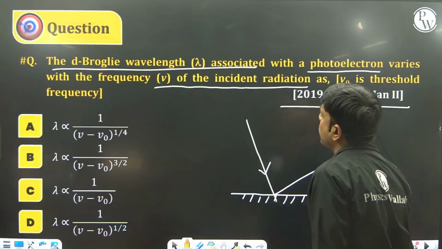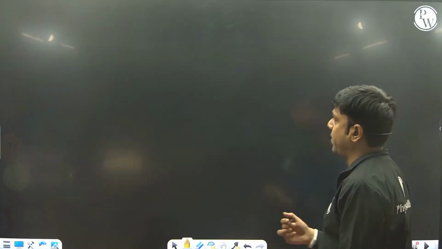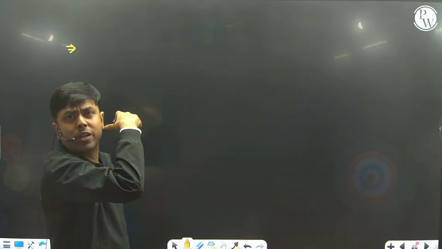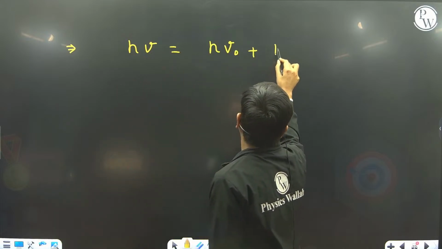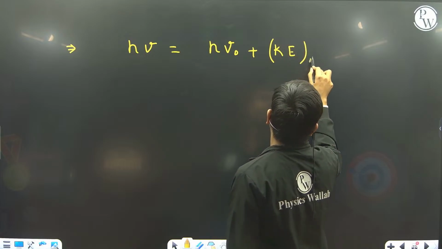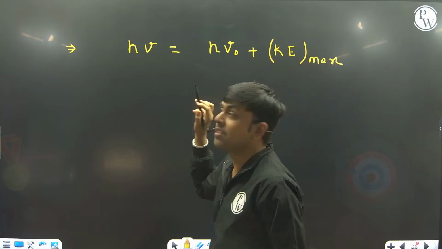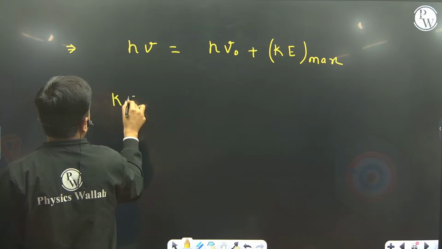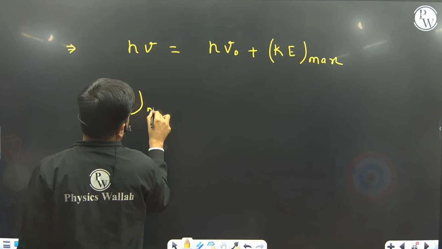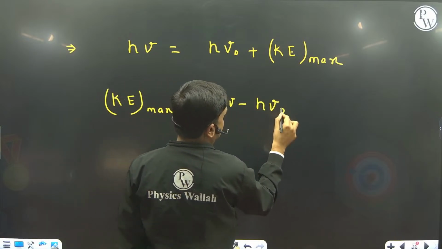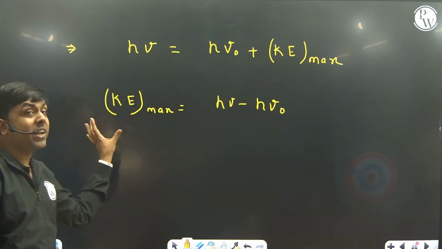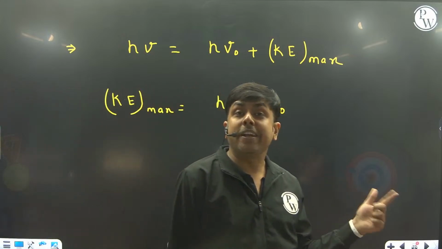I think they have given nu naught and nu. So the work function and incident energy are given. Can we apply the photoelectric equation? h nu, the incident energy, equals h nu naught plus KE max. And what is this KE max? Can we calculate it from here? KE max equals h nu minus h nu naught. Now I know the kinetic energy of the emitted electron.